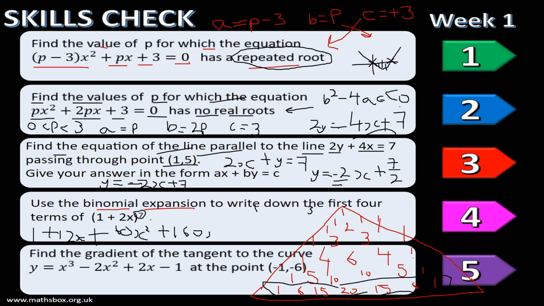I'm just going to put plus dot dot here, so plus dot dot. And that, guys, is my first 4 terms of the expansion of (1 + 2x)^7.